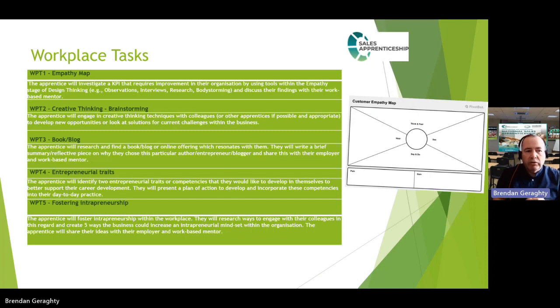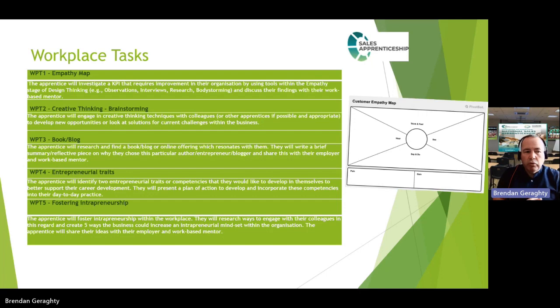As with all other modules, there are 5 workplace tasks to be completed during this module. Workplace task number 1 involves the creation of an empathy map, and there's a very brief snapshot of it there on this slide. The apprentice will investigate a KPI that requires improvement within your organization by using tools within the empathy stage of design thinking. So this will include observations, interviews, and meeting with somebody within the organization to find out exactly what the problem is and how the problem could be addressed.